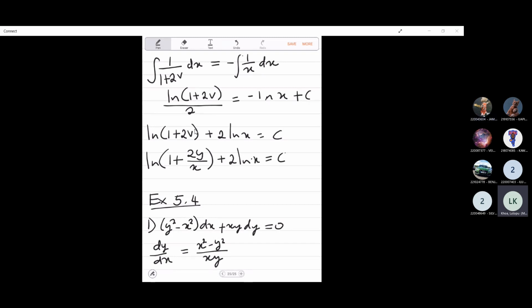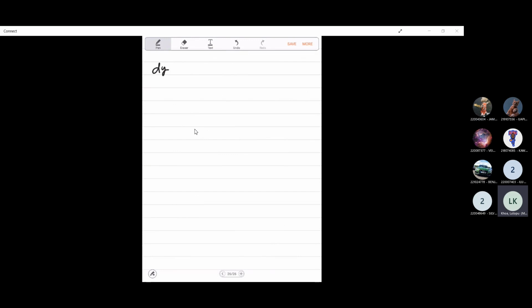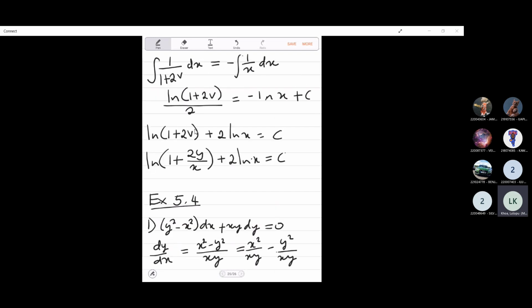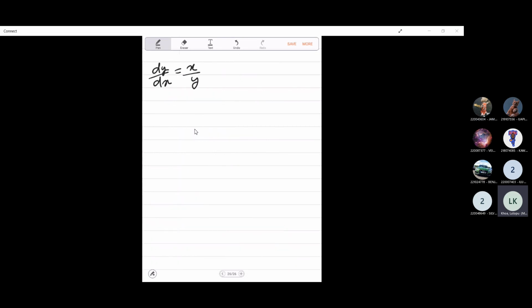Okay, and then we can separate this. This is x squared over xy minus y squared over xy, and then we will see that each of our variables is in terms of y over x. So for the first one, x squared over xy, I'll have x over y, so dy dx. And then the second one, y squared over xy, I'll have y over x.